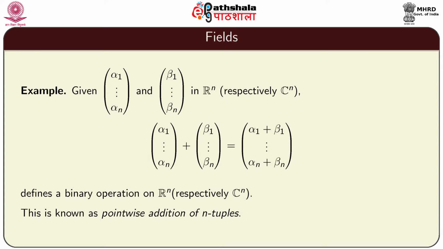And this binary operation is what is popularly known as pointwise addition of n-tuples. The reason why it is called pointwise addition is you can see that the first spots are being added, then the second spots are being added, and so on, the nth spots are being added. So, it is a pointwise operation on the tuples. This is a very natural binary operation on R^n respectively on C^n.